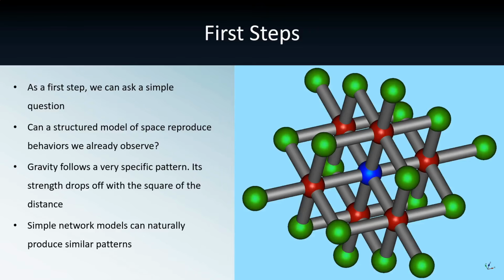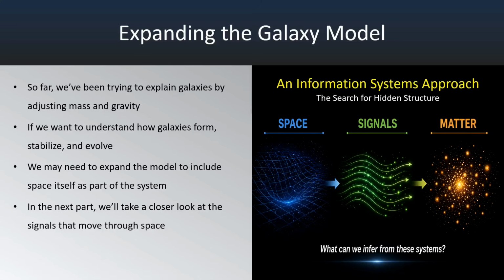Where to start? As a first step, we can ask a simple question. Can a structured model of space reproduce behaviors we already observe? For example, gravity follows a very specific pattern. Its strength drops off with the square of the distance. In Darwin's Machines, 2024, I show that simple network models can naturally produce similar patterns. This happens when information spreads through local connections. This doesn't tell us exactly what space is, but it suggests that modeling space as a structured system may be a useful step forward. It can help us make connections that we haven't considered before.